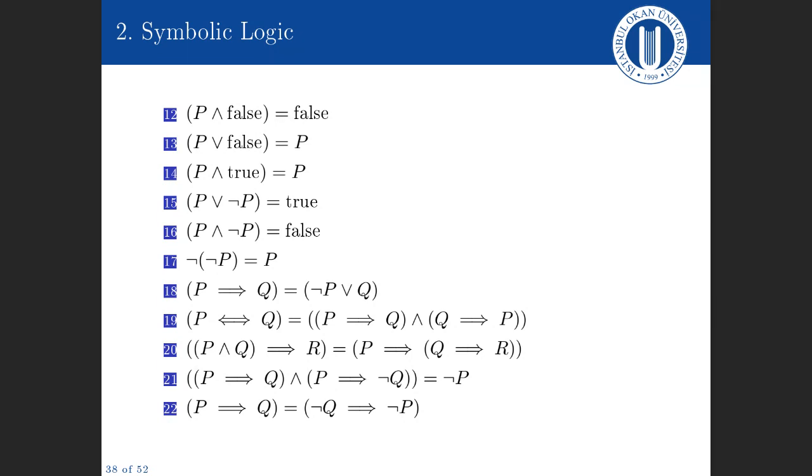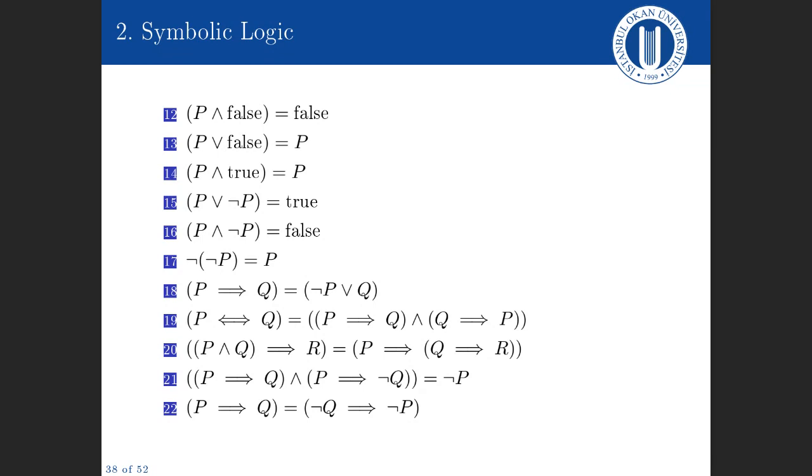Not not P is P. Not P is the opposite of P, and the opposite of not P must be back to P. And then for the last 5, things are a little bit more complicated. P implies Q is the same as not P or Q. P if and only if Q. This perhaps makes more sense. That's P implies Q and Q implies P. Number 20, P and Q implies R is the same as P implies (Q implies R).